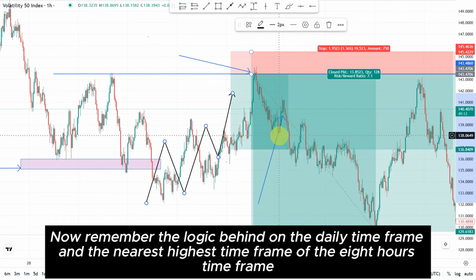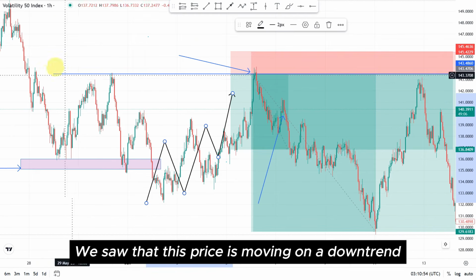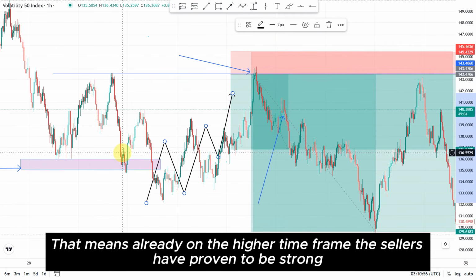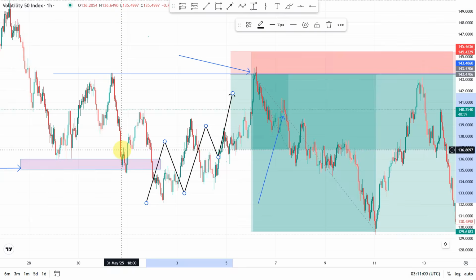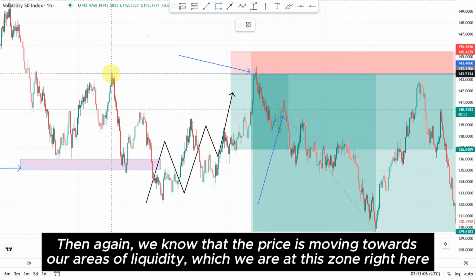Now remember the logic behind this. On the daily time frame and the nearest higher time frame, the 8 hour time frame, we saw that this price is moving in a downtrend. That means already on the higher time frame, the sellers have proven to be strong. Then again, we know that the price is moving towards our areas of liquidity, which were at this zone right here.